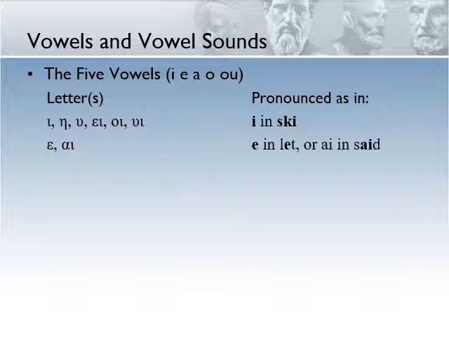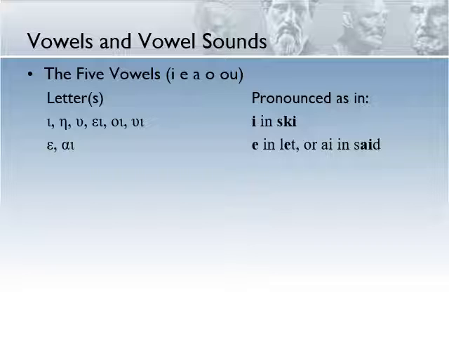The second basic vowel sound is the short E. So you have 2 ways of representing this in Greek. First, with the letter epsilon. Think of the E in the word let. E looks like epsilon, and the E in let is what we call a short E, and that's the sound that epsilon will always make when it's written by itself.